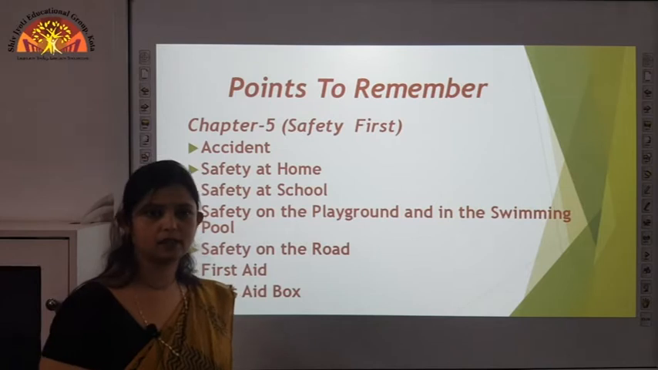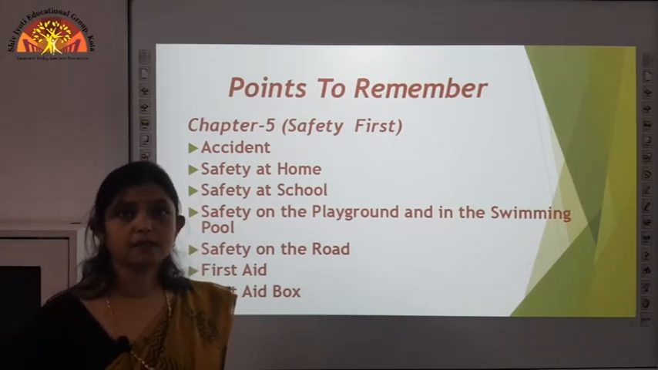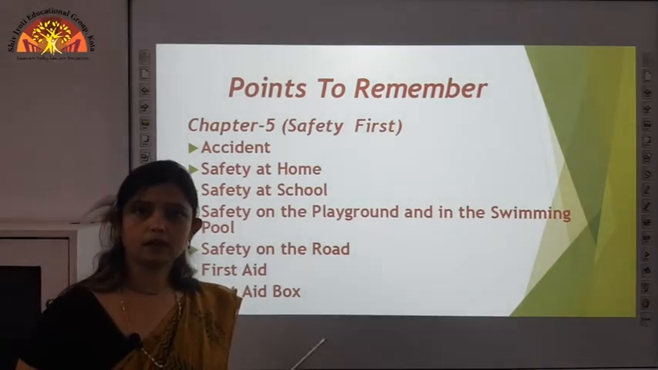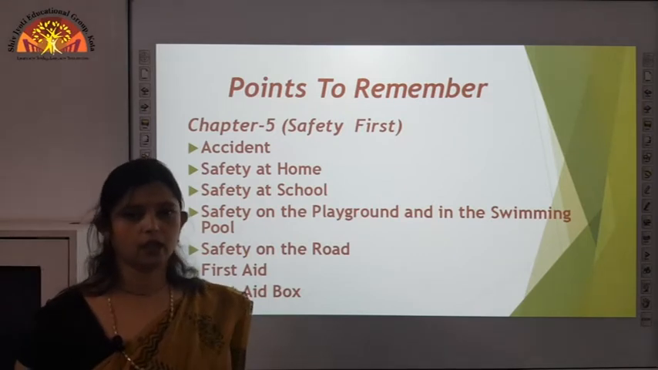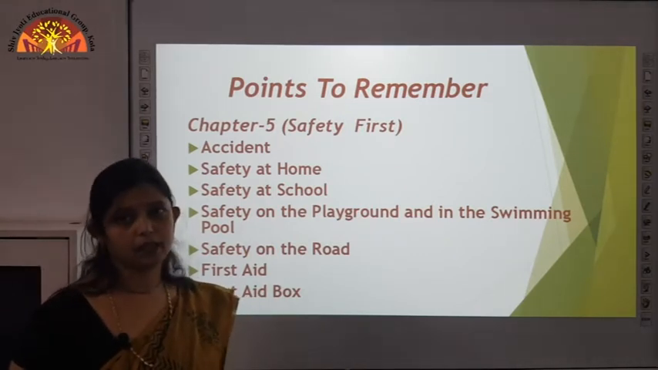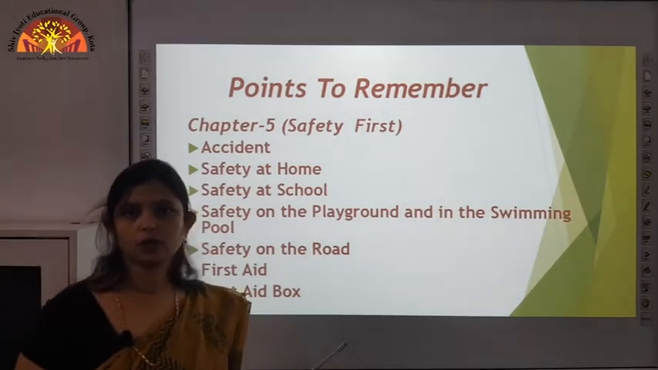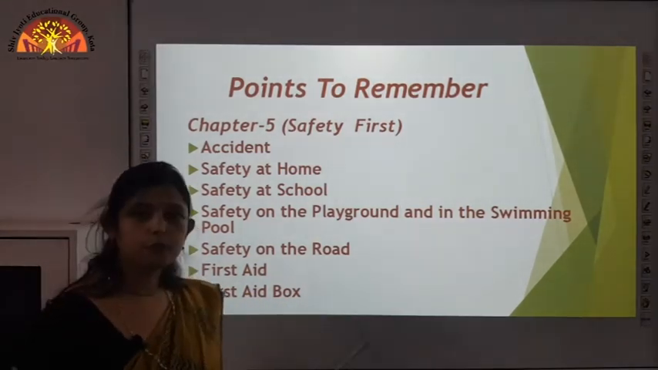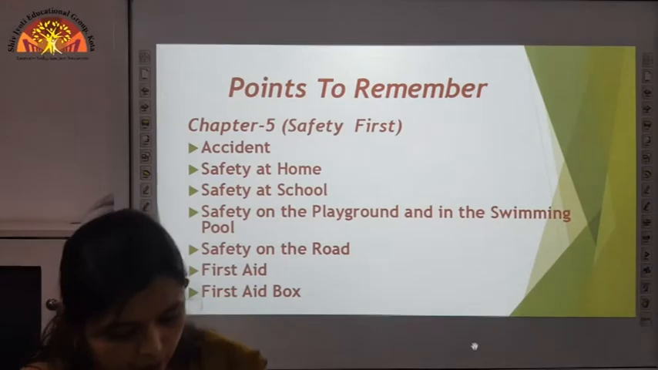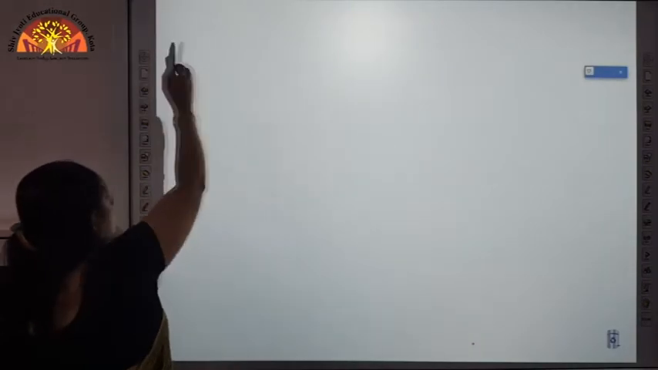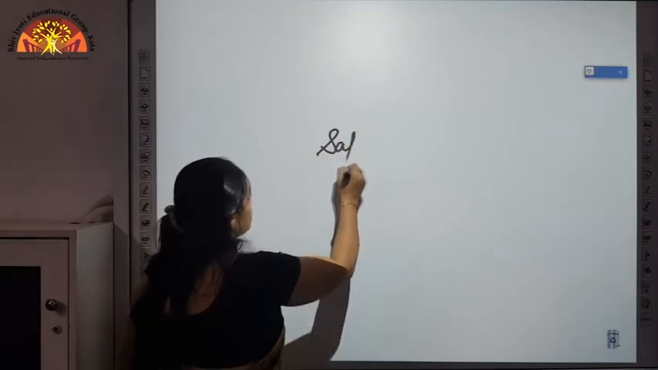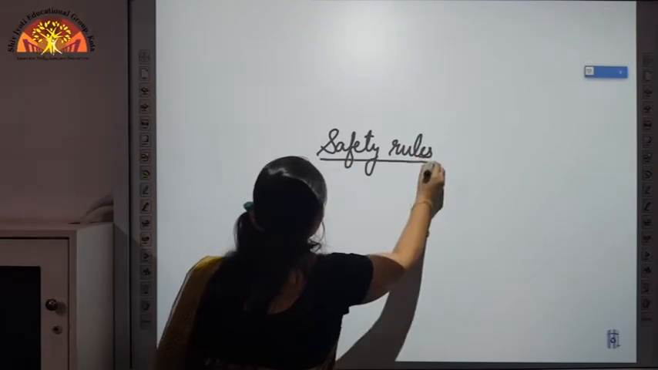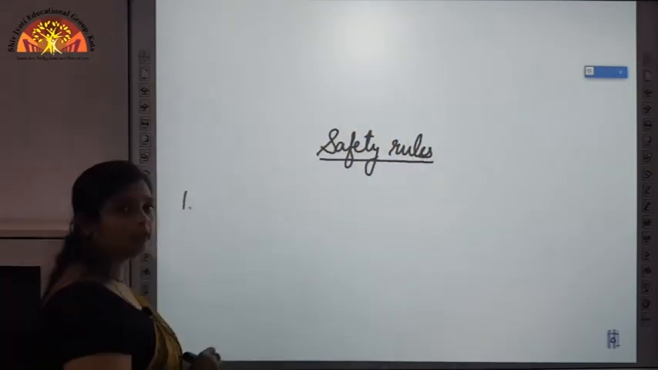So it is an unpleasant event and it happens unexpectedly, means suddenly it happens. Okay. So accidents are unpleasant events that occur unexpectedly and cause injury. And whenever there is an accident, it causes pain and injury. So to avoid accidents, what we should do, we should follow some safety rules, and these safety rules have to be followed everywhere and at every time. Some of these safety rules now we will study.